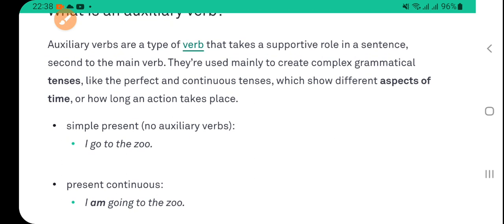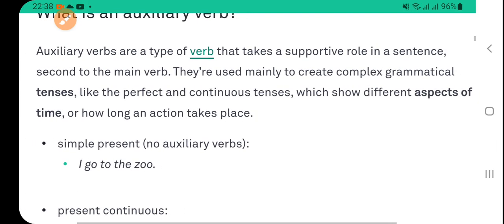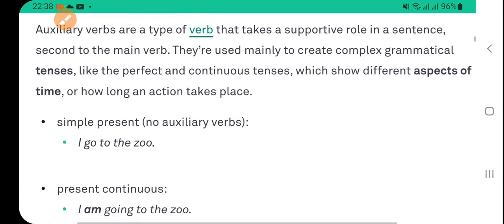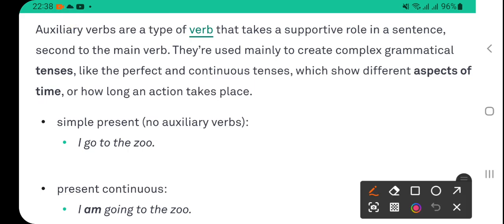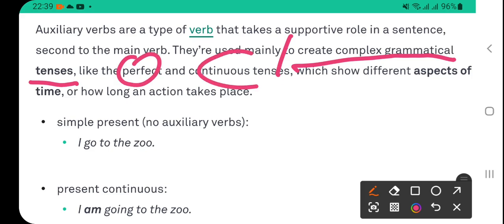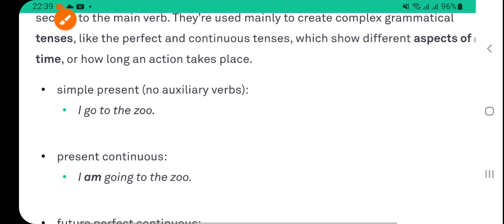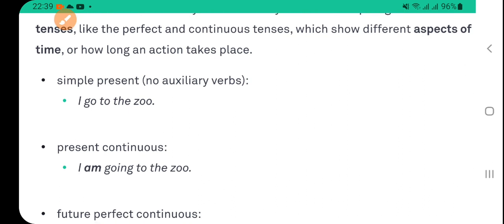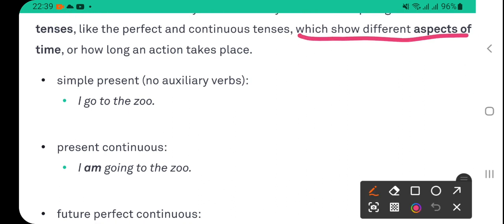Auxiliary verbs are a type of verb that takes a supportive role in a sentence, right? So these verbs take a supportive role second to the main verb. They are used mainly to create complex grammatical tenses like the perfect and continuous tenses, which show different aspects of time, right? And auxiliary verbs and main verbs are used for time, right? How long an action takes place, that's time, how long, right?